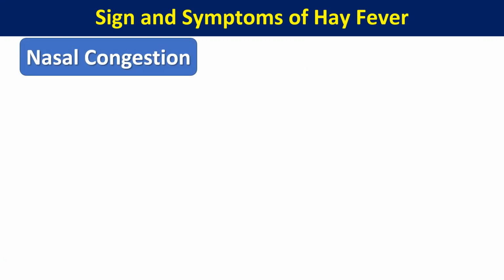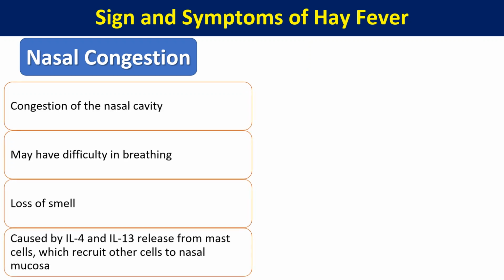The third important sign and symptom is nasal congestion, because congestion of the nasal cavity will be there and it may cause difficulty in breathing also. When nasal congestion is there, we may lose smell and taste also. This nasal congestion, mainly the mucus production, is caused by IL-4 and IL-13, which are released from the mast cell and recruit many different cells of the immune system. Ultimately swelling and edema will be there, and mucus release will be there.